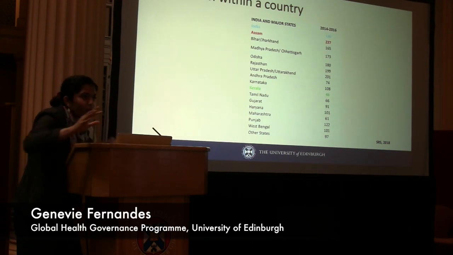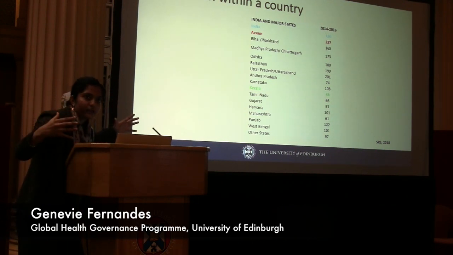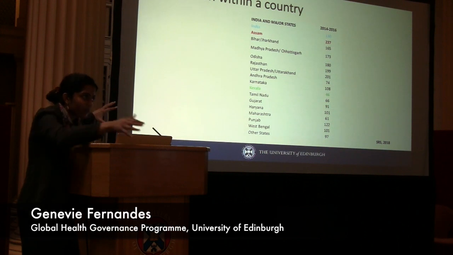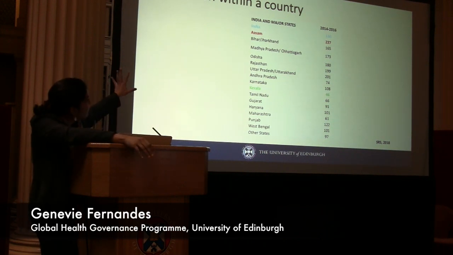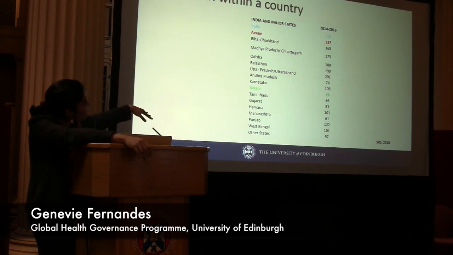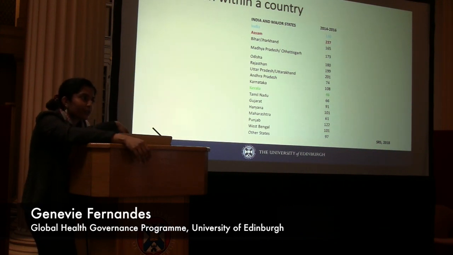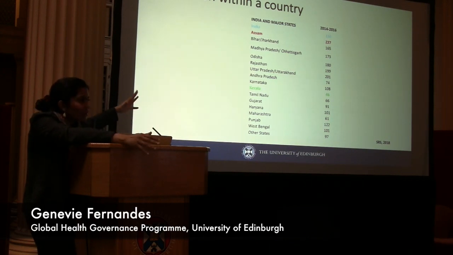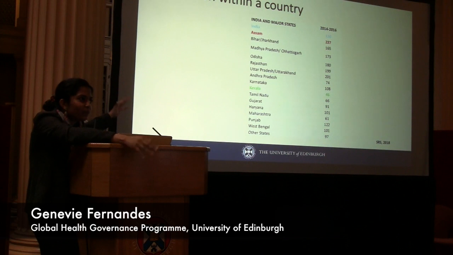Now, we've gone from global to inter-country, right? So now let's go to one country. What I've done here is I've taken some of the major states in India, and in the next column I put the maternal mortality ratios. You'll see in the table there's a huge variation between some states.